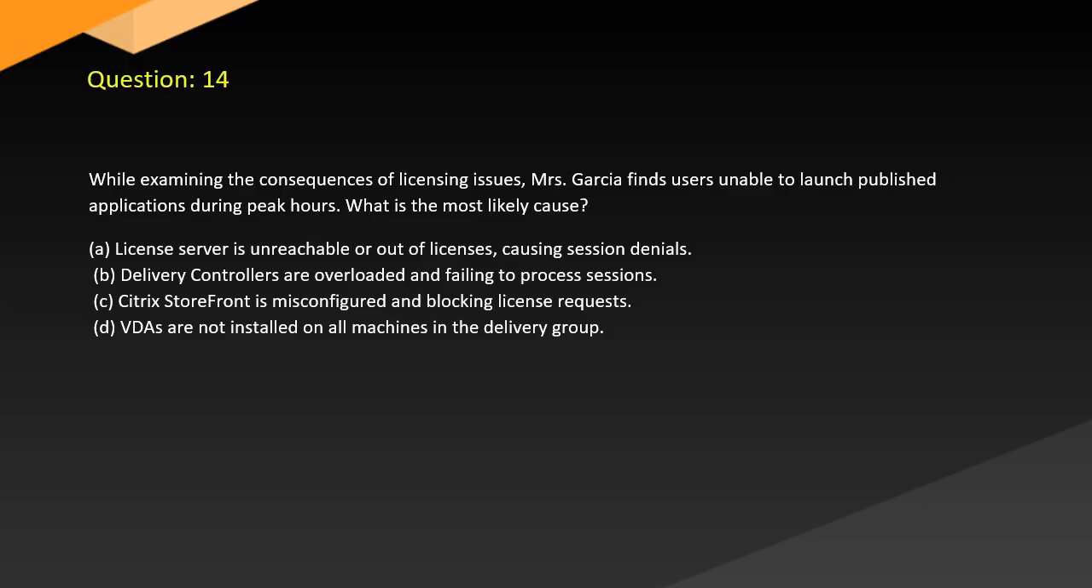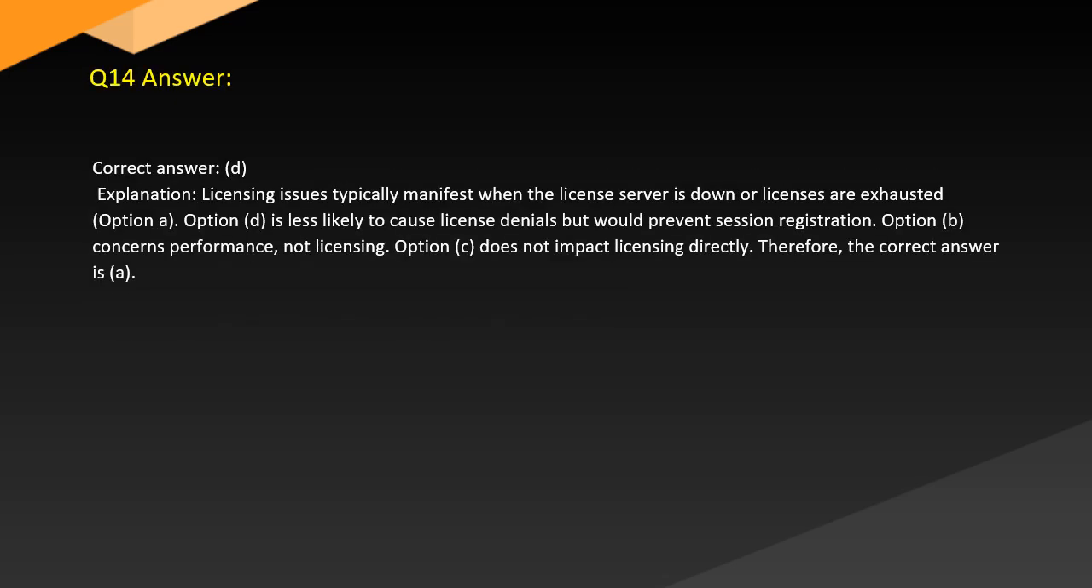C. Citrix StoreFront is misconfigured and blocking license requests. D. VDAs are not installed on all machines in the delivery group. Answer. Correct answer, D. Explanation. Licensing issues typically manifest when the license server is down or licenses are exhausted.